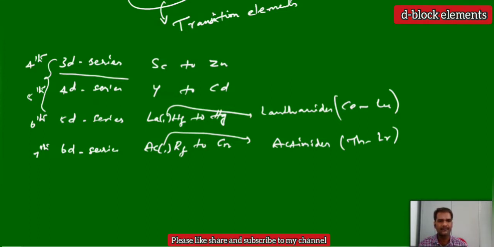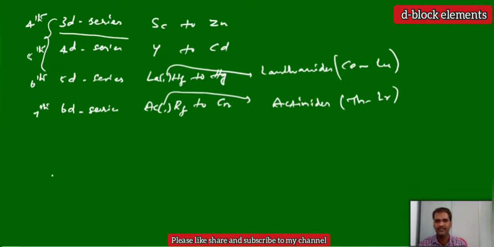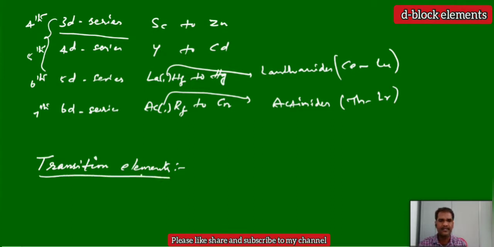But according to the older definition, transition elements means in between s and p, that means d-block. But according to the new definition, a transition element is different and a d-block element is different. That is the new definition for transition element. These are the elements which have an incomplete d configuration, or incompletely filled d electrons, in the ground state or in any of the most common oxidation states. That type of elements we can call transition elements.